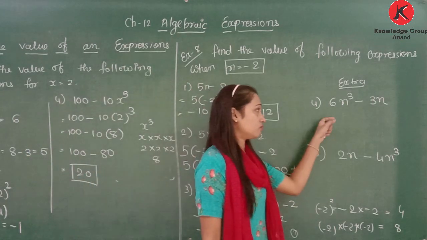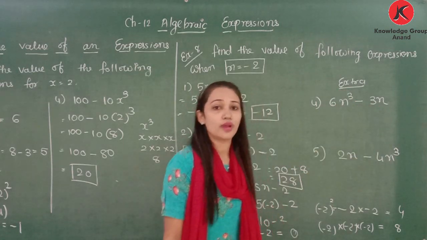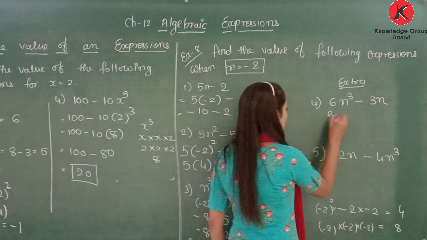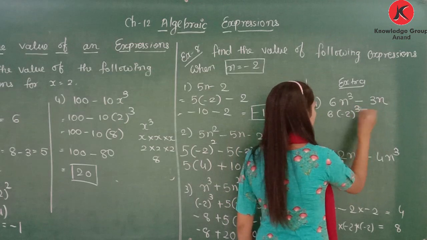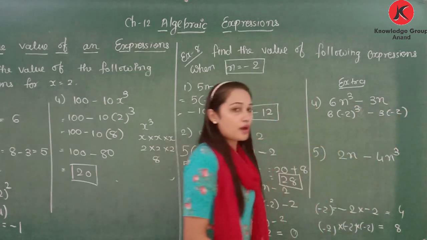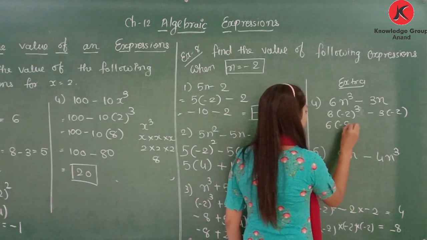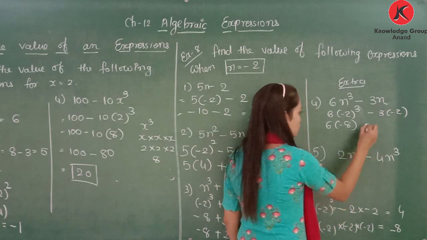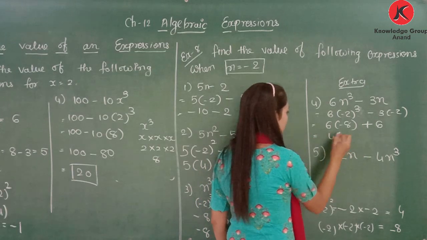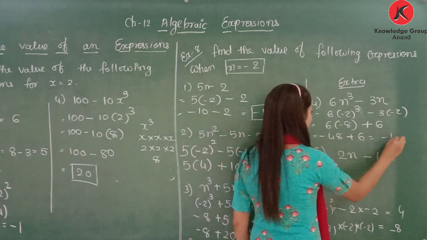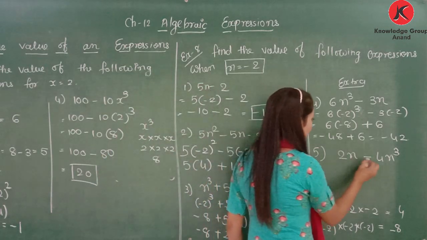Now next one, here for example is given 6n square, n cube minus 3n. Instead of n you need to write minus 2. So 6 (minus 2) cube minus 3 (minus 2). Minus 2 cube is what? Minus 8, and minus 3 multiply minus 2 is 6. Now 6 8s are 48, but negative, plus 6, which is minus 42. Clear?